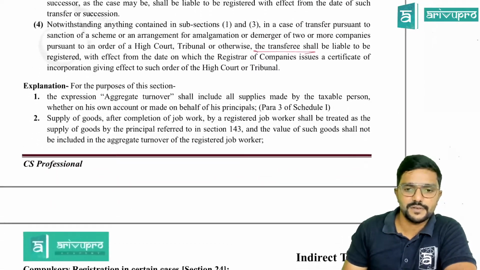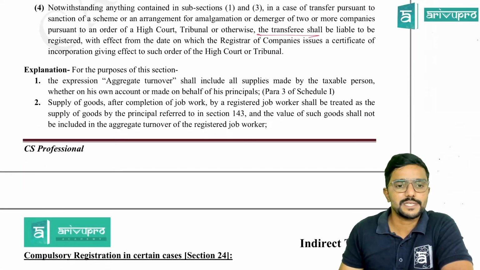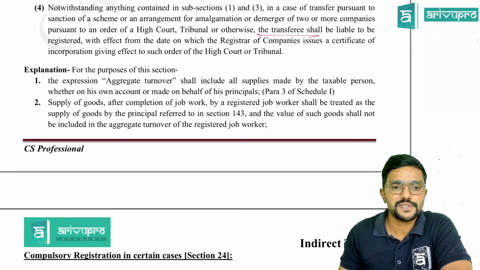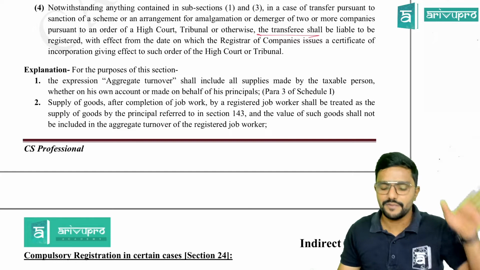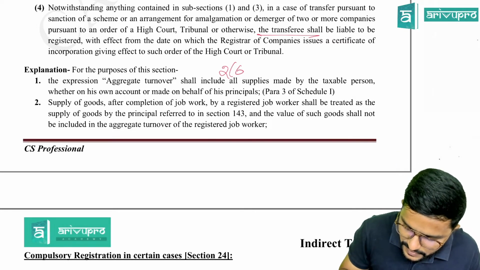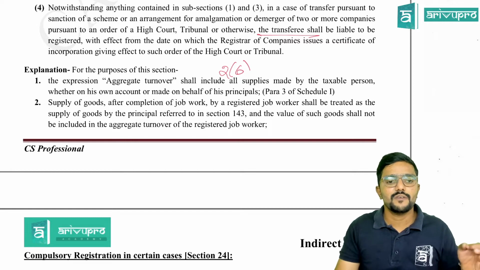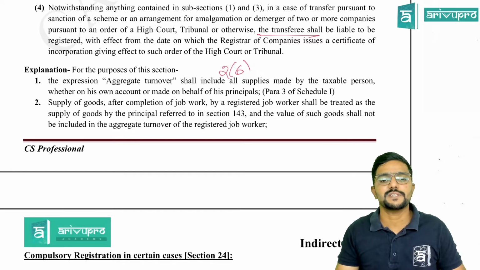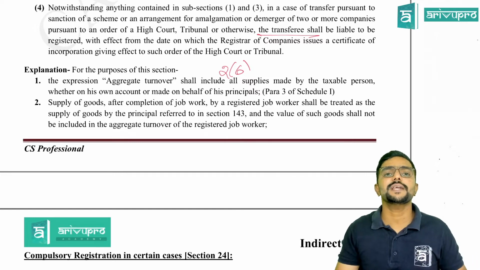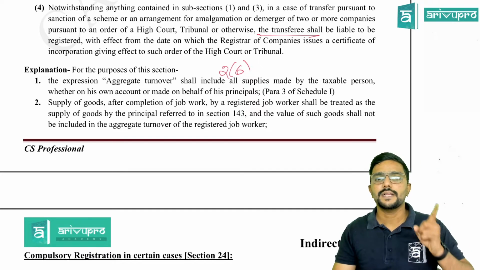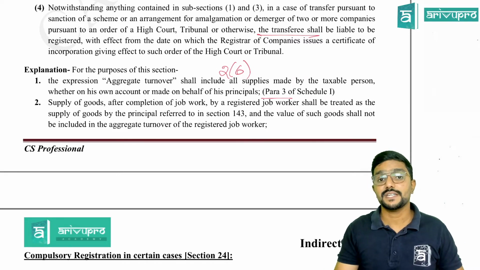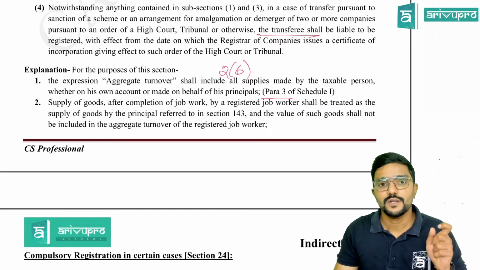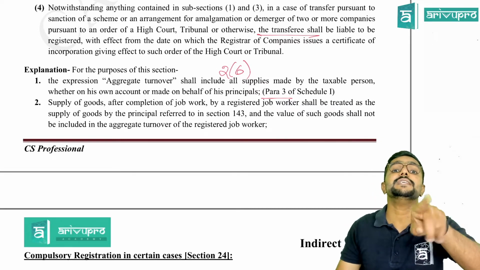Next, explanation. So for the entire section 22, the explanation has been given. For the purposes of this section, the expression aggregate turnover shall include all supplies made by a taxable person. Okay, it includes all the supplies made by a taxable person, and we have already seen that as per section 26. But here one explanation is given, whether on his own account or made on behalf of his principals. So now, if agent is supplying anything on behalf of the principal, and if that supply is treated as supply as per para 3 of schedule 1, that is when the invoice is issued in the name of agent, so it will be included in the turnover of agent, guys.